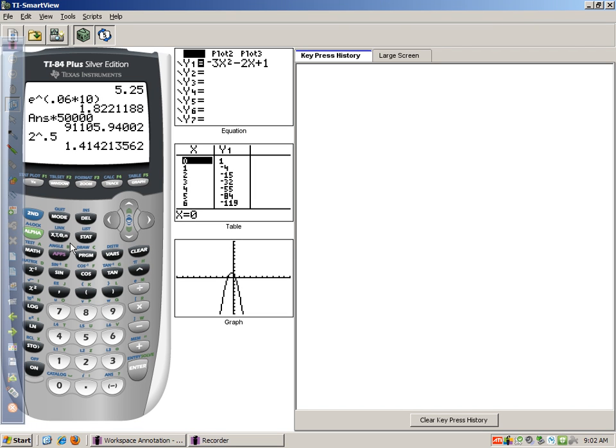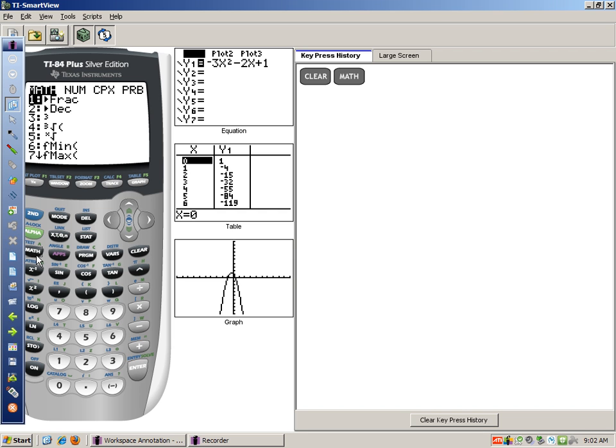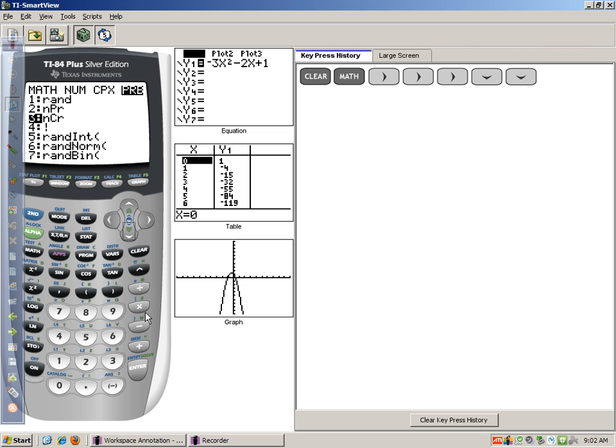So let's see. We'll clear this. In math, we go over here to probability, and go down here to 3. You have to type in a number first. You type in the first number, and then you do nCr, and then you type in the last number. So it's like 10 nCr. So for the problem that we just did, we would type in 10.